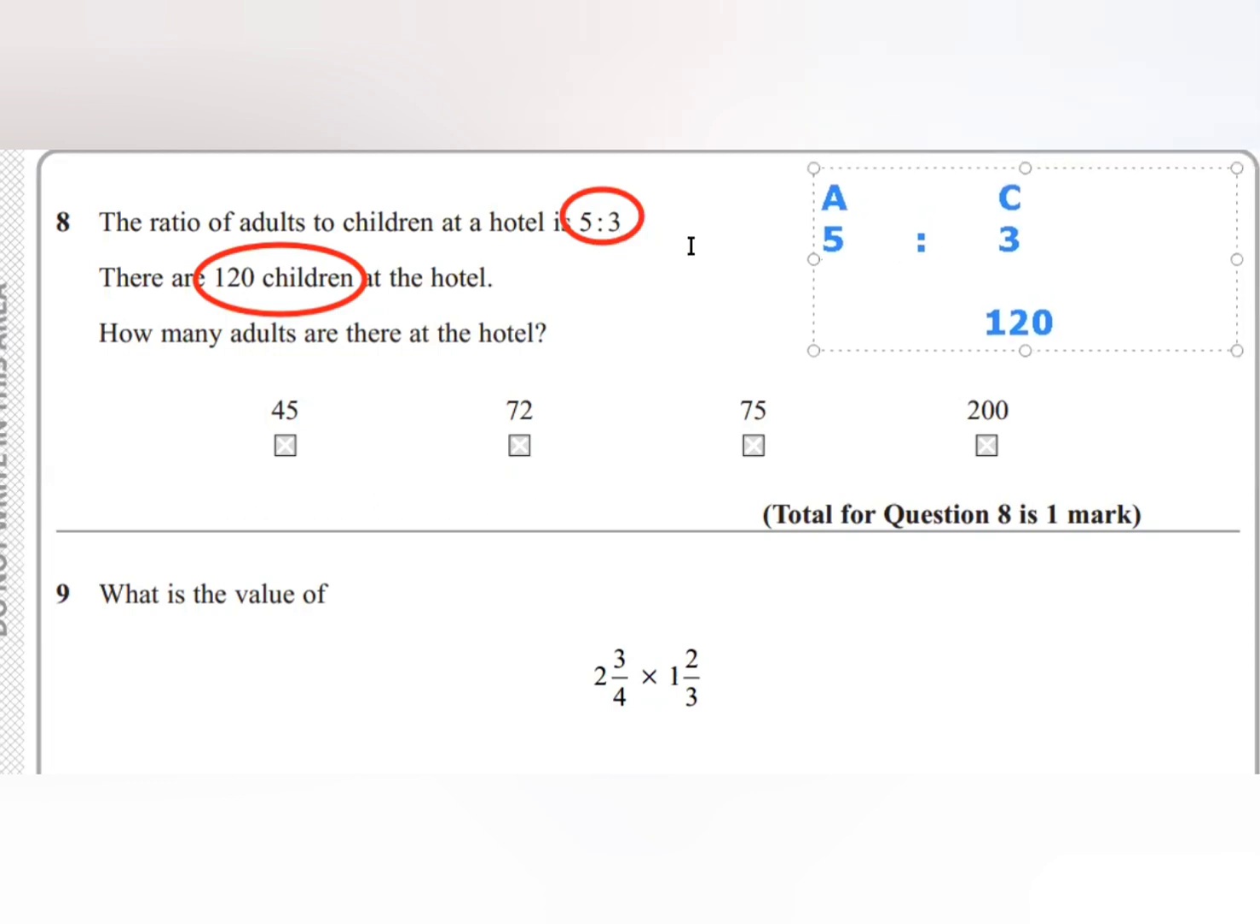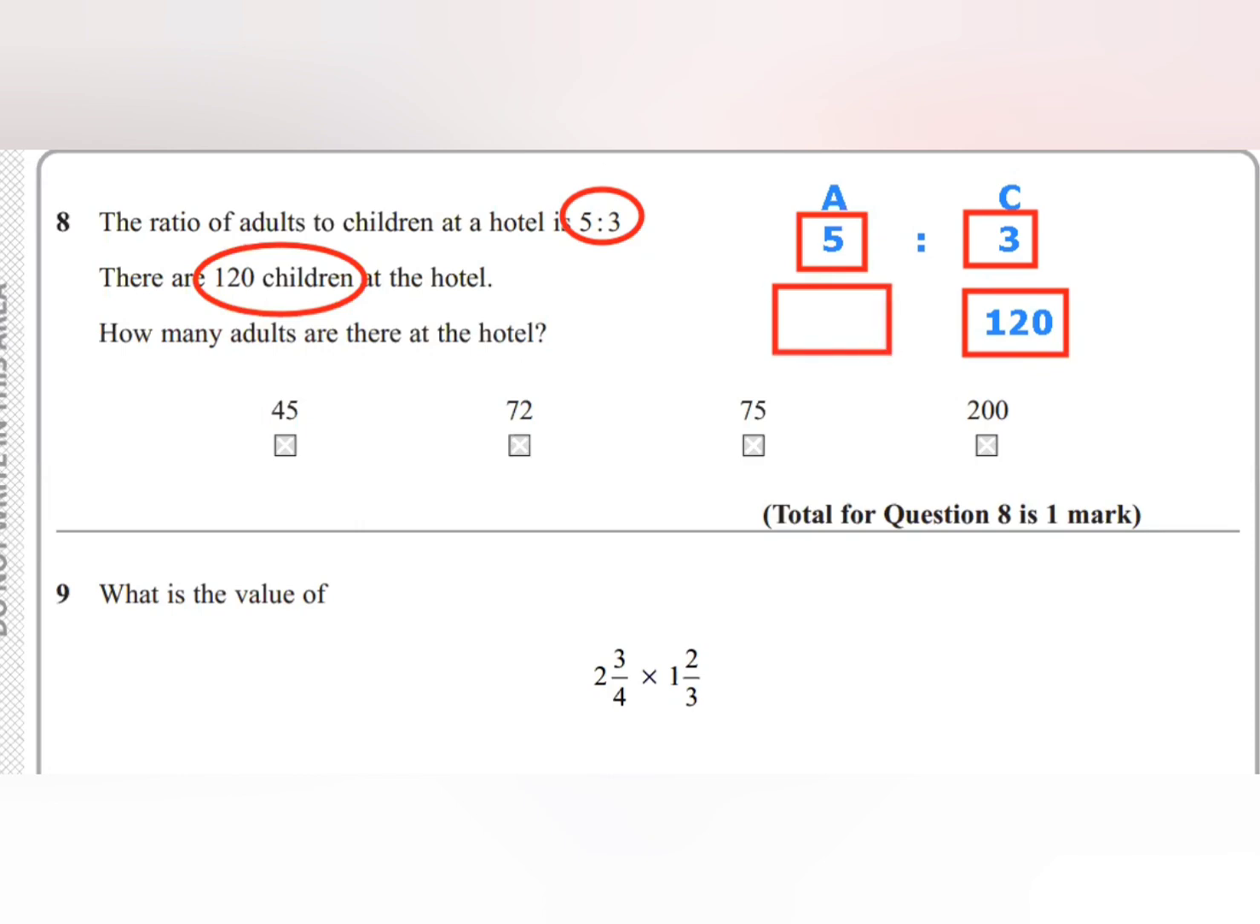Now, you can use this method. We call it the X method. You put boxes here, like this. Now, I know that children are 3 in the ratio and 120 in real life, or the number of them. To find the number of adults, I just cross multiply.